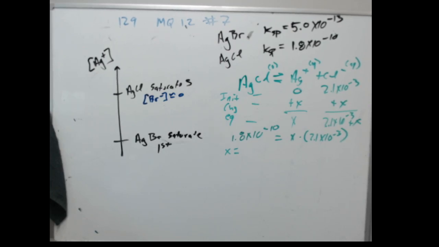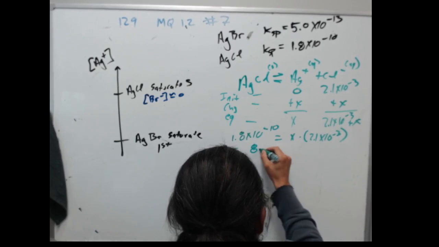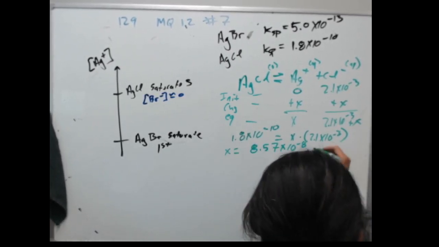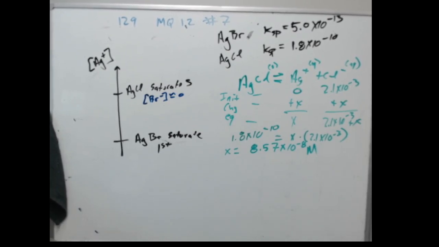Did you do this part already? Yeah, I got 8.57 times 10 to the negative 8. Great. That's a molarity. That's going to be my silver concentration. That's going to be my silver chloride that redissolves. The small approximation is good, right? Even though 2.1 times 10 to the minus 3 is pretty small, my KSP is way smaller, and the x value I eventually calculate is way, way smaller. It's like 10,000 times smaller than my initial concentration.